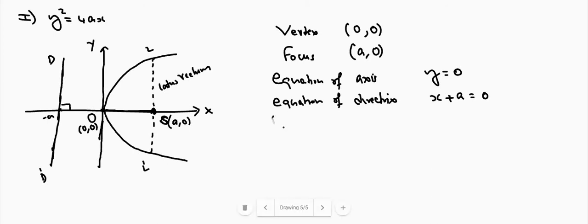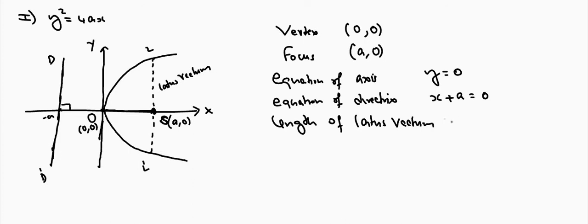Here the length of the latus rectum will be 4a, since the coordinates of the points are (a, 2a) and (a, minus 2a). Then the total length will be 2a plus 2a, which is 4a. Okay, clear. The second type is y square equals minus 4ax.